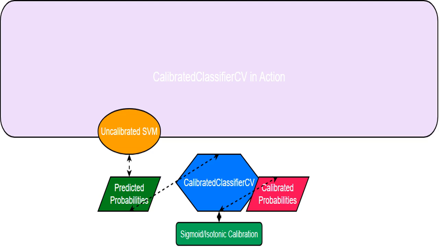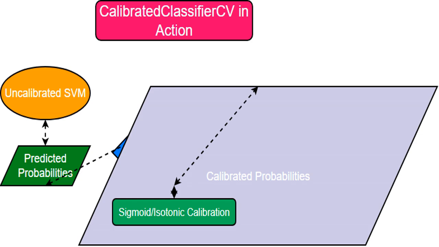Before using CalibratedClassifierCV, my SVM gives probabilities that are not trustworthy. For example, a prediction of 0.8 might actually correspond to an only 60% chance of the positive class. These are poorly calibrated probabilities. After using CalibratedClassifierCV, the probabilities from my SVM are much better. A prediction of 0.8 now is much closer to actually meaning there's an 80% chance of the positive class. These are well-calibrated probabilities.